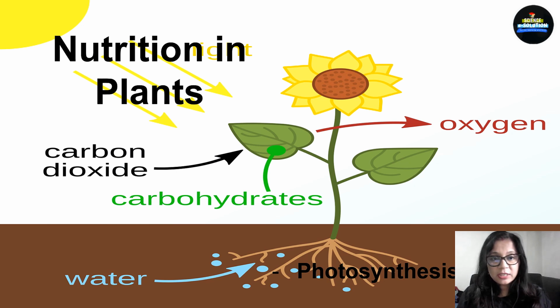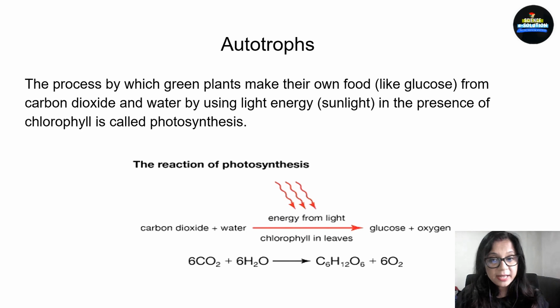Okay, so nutrition in plants. We all know that plants are autotrophs, so in modes of nutrition, plants have the autotrophic mode of nutrition. Whichever plants or bacteria follow this autotrophic mode of nutrition undergo a process called photosynthesis. So photosynthesis occurs in those organisms in which autotrophic nutrition takes place.